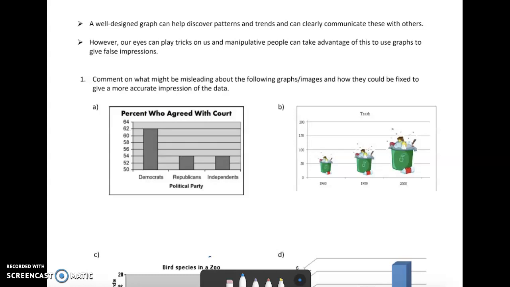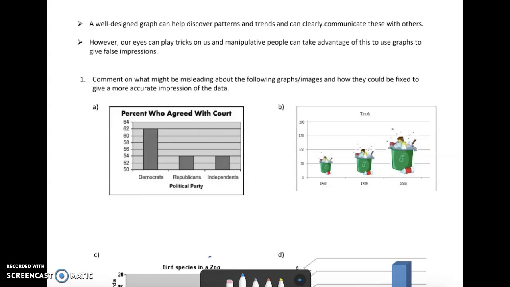So, while graphs are wonderful and a well designed graph can help us to discover patterns and trends in data and also help us to clearly communicate those ideas with others, our eyes can also play tricks on us, and that can be used maliciously by people to take advantage and use graphs to give false impressions. But it can also be just accidental, it doesn't have to be on purpose.